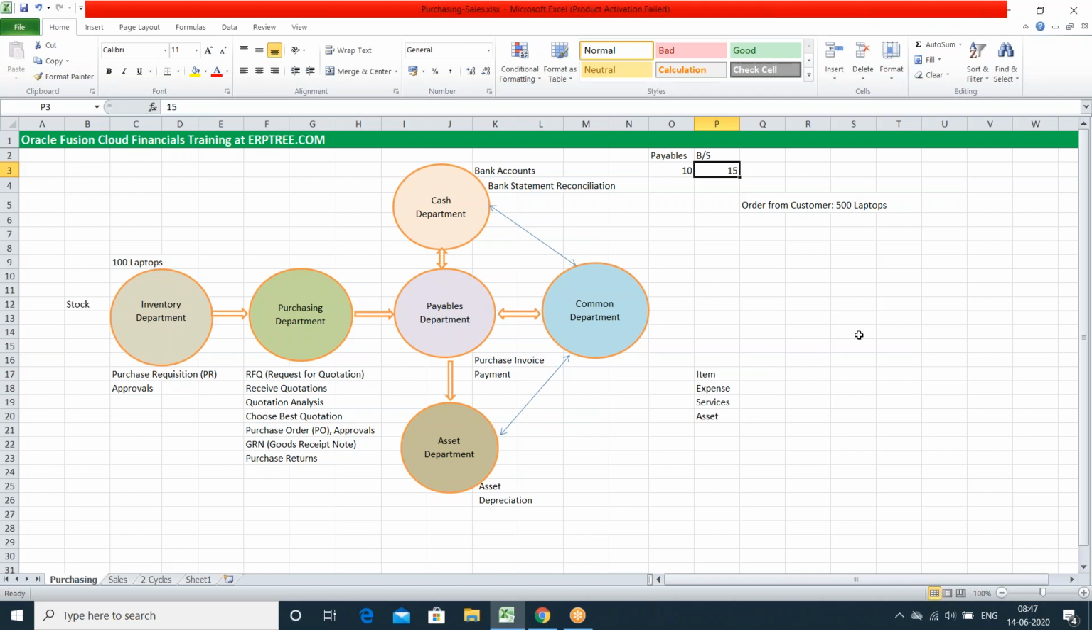Here, whatever we are discussing is related only to payment reconciliation. In bank statement reconciliation, we are trying to reconcile only payments data. So this is the responsibility of the cash department.